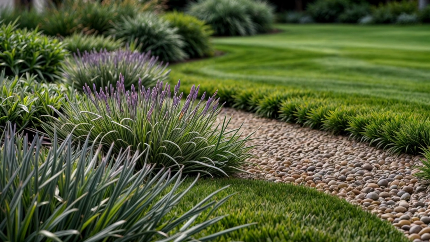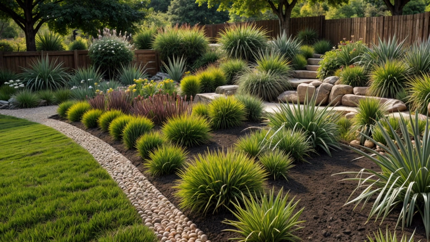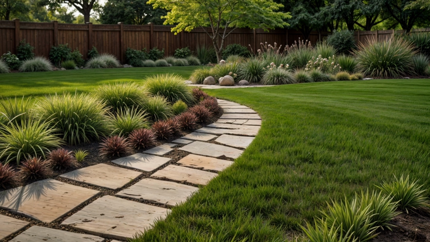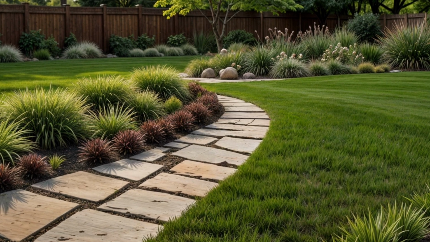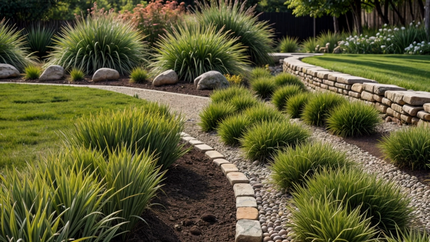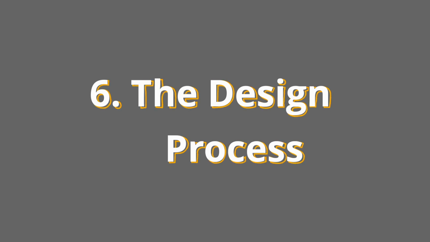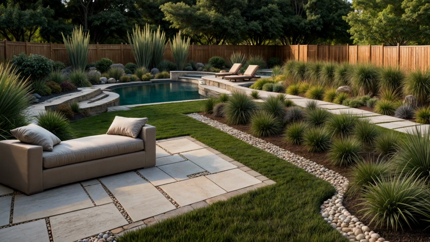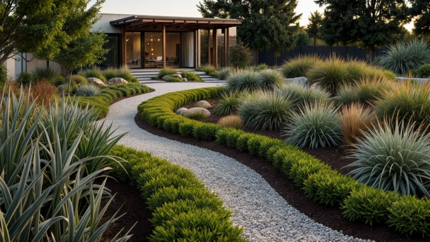D. Reducing lawn areas. Lawns are resource-intensive, requiring significant water, fertilizer, and maintenance. Sustainable landscape design often reduces the size of lawn areas or eliminates them altogether, replacing them with native plants, ground covers, or hardscape elements. 6. The design process. The landscape design process typically follows several key steps to ensure that the final design meets the client's needs and the site's conditions.